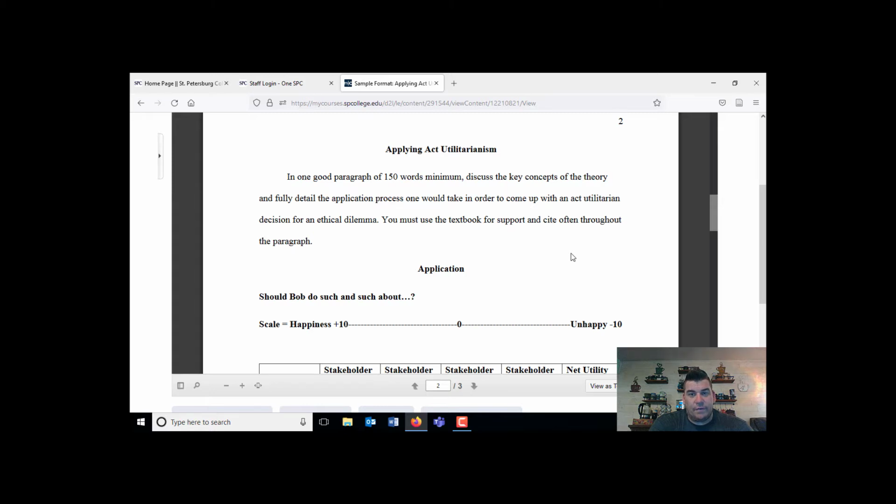You must use the textbook for support and cite often throughout the paragraph. If you're reading your feedback, many of you are having issues with not providing enough in-text citations. When you have an entire paragraph that's summarizing a theory, one citation in the middle is not enough to cover the documentation. So remember, when you're writing something specific from what you read in the textbook or an article, you need to use an in-text citation.